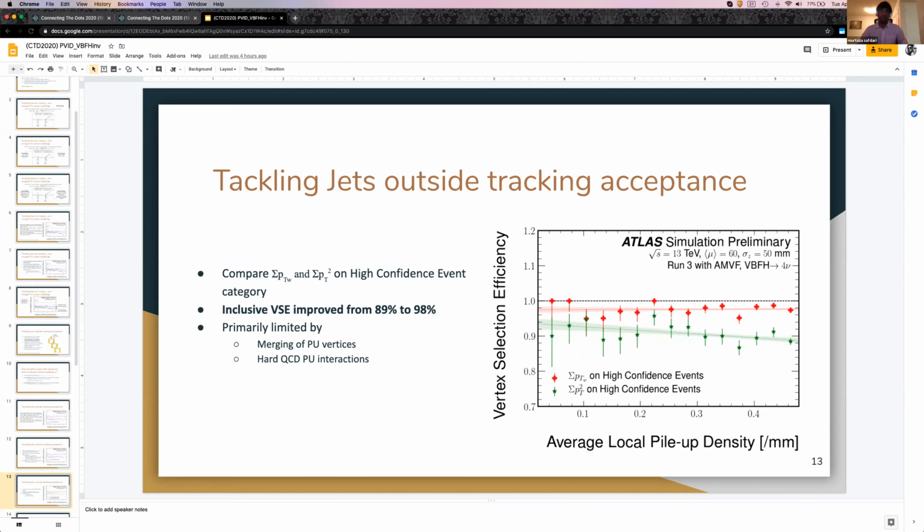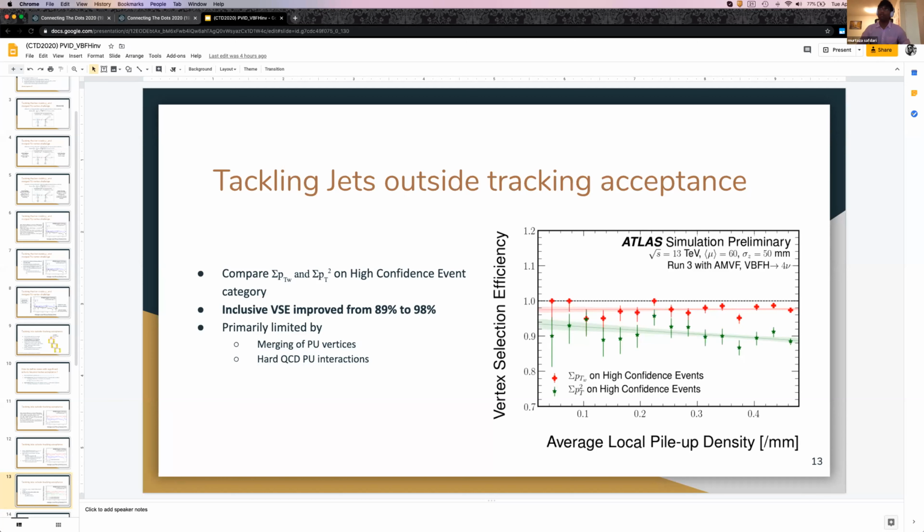Okay. So on slide 13, we can compare the current method, sum PT squared, versus the new method, sum PTW, now on these high confidence events. And it's reassuring to see that the two main points of improvement that we saw before are still true here, which is that you get a complete removal of the effect of pileup merging by moving to this modified sum PT squared. And you get this really nice offset improvement to now where you sit at 98%, effectively having solved the problem of primary vertex selection.